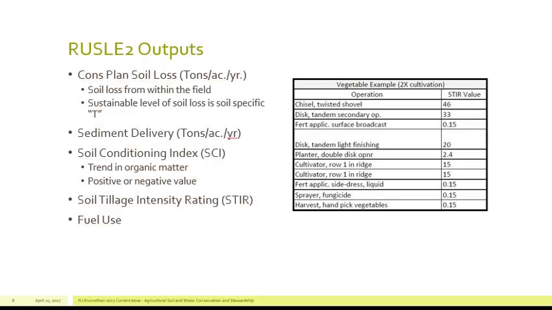So our chisel with the twisted shovel has a STIR value of 46. The higher the STIR value, the more disturbance that management creates. So if we're comparing our chisel, which has a STIR value of 46, to our disc, which has a STIR value of 33, we can know that our chisel has a higher amount of disturbance than our disc does.